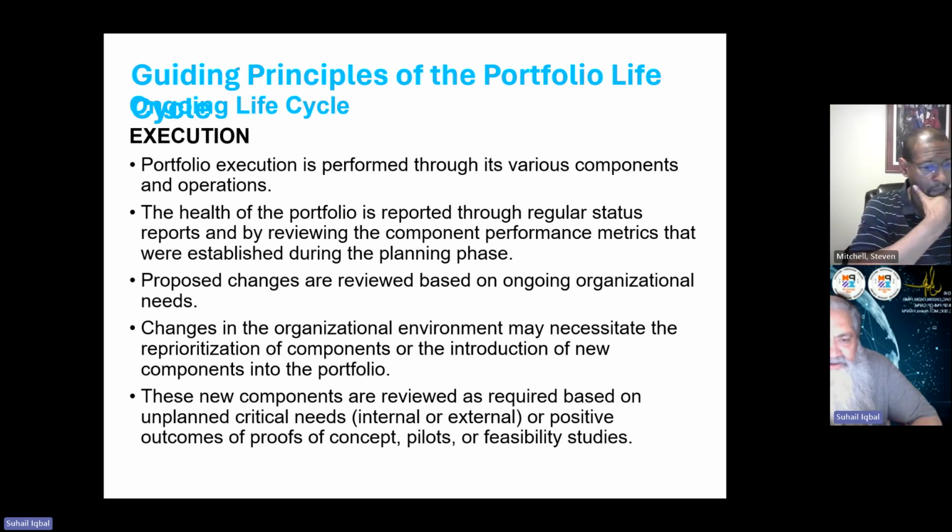Maybe, just like we were talking about an example, a new regulation has come, and that may have affected everything in our organization. So our portfolio will have to be reprioritized. All the components may have to be reprioritized according to the new situation. Or maybe you have to introduce a new component to fulfill the requirements of that specific change. These new components are reviewed as required based on the unplanned critical needs, which could be internal or external, or any positive outcomes, a proof of concept, pilot, or feasibilities.